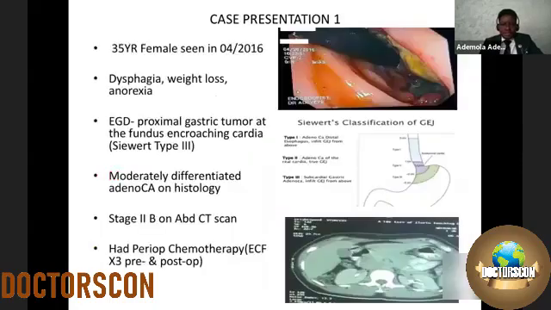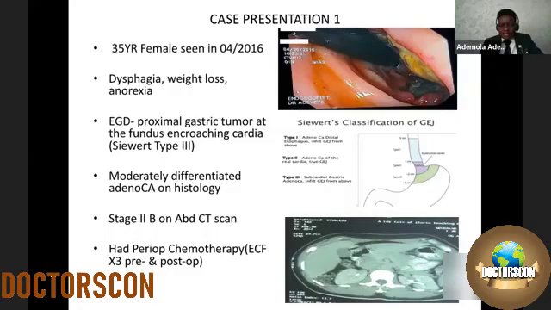So I'll quickly talk about the case presentation. The first patient was seen in April 2016, a 55-year-old female who complained of dysphagia, weight loss, and anorexia. The endoscopy I did then showed that she had a proximal gastric tumor, with the fundus encroaching on the cardia, and it was classified as Borrmann type 3. The histology came out as a moderately differentiated adenocarcinoma, and on CT scan staging, it was reported as stage 2B.